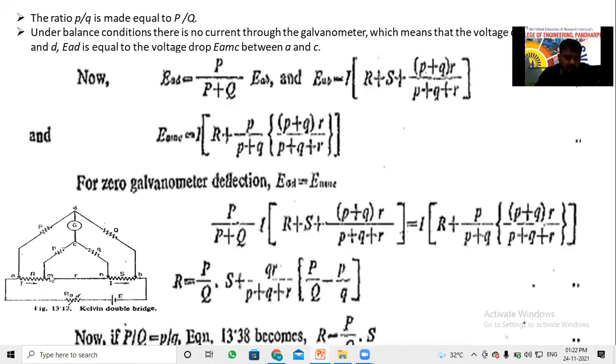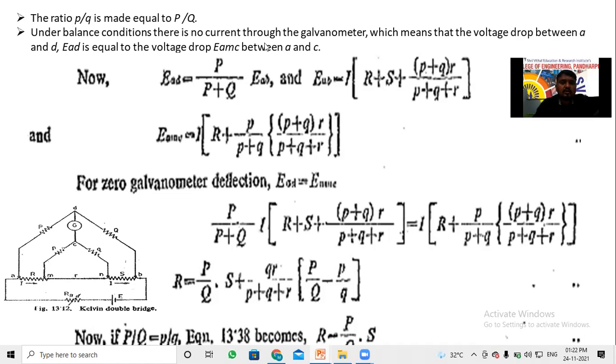See here, this is the circuit diagram. So the ratio small p by q is made equal to capital P by Q, that is the balance condition. Under balance condition, there is no current through the galvanometer. In this galvanometer there is no current flow, which means the bridge is said to be balanced, which means that the voltage drop between A and D is equal to the voltage drop between A and C.